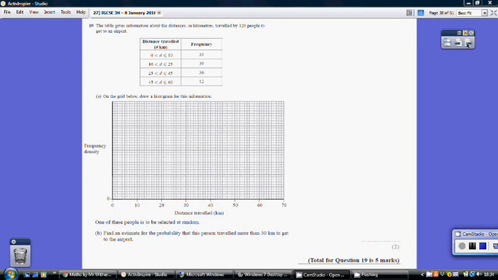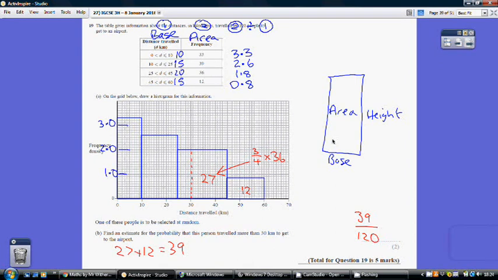Question 19. Now I think these histogram questions are not as bad as they look. You've just got to think what's going on. Now the key starting point, you've got to appreciate that for each of these rectangles we're going to draw in a minute, the area is the frequency. So first thing you should write down on the question paper is write the word area over these frequencies. These final answers have all got these areas up here. Now the distance is the length along the bottom. That is therefore going to be the base of each of your rectangles.